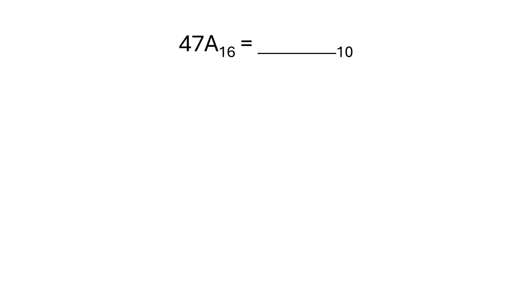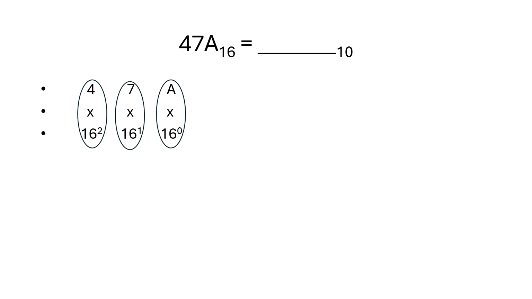In this example, we will do 47A base 16. We'll convert that to decimal, or base 10. And so we'll split them up, the digits, and since there's 3 digits, we will be using 16 power of 2 on the left column, 16 power of 1 in the middle column, and 16 power of 0 on the right column. Of course, we'll group them up. I like to multiply them vertically. We'll group them together, as you can see with the circles or the ovals.